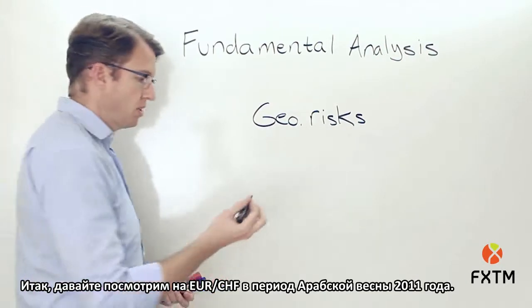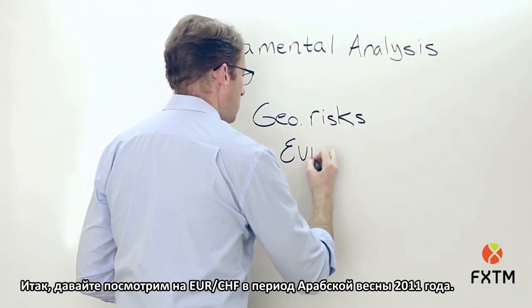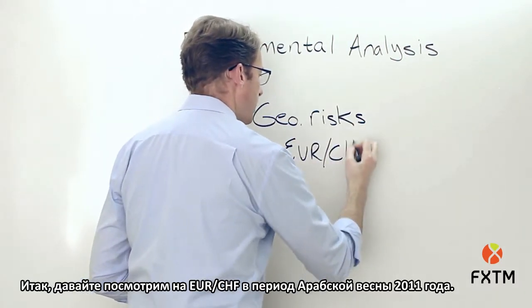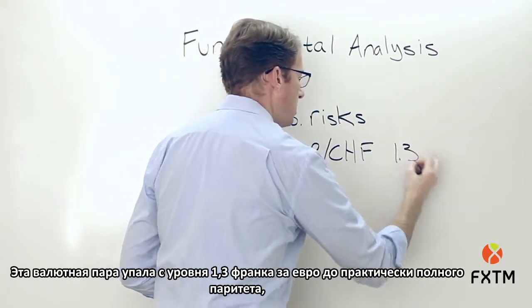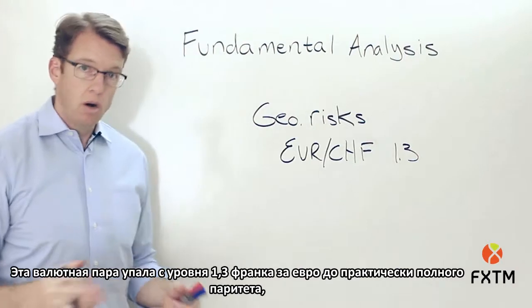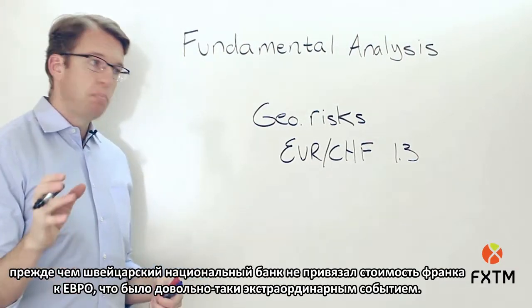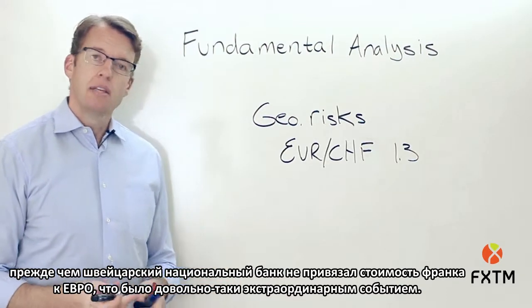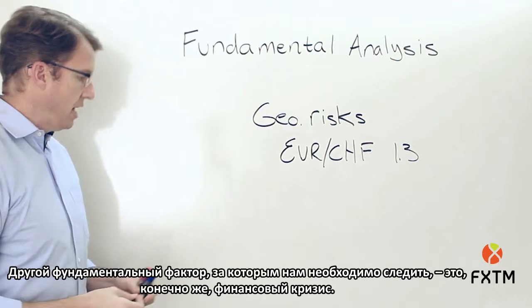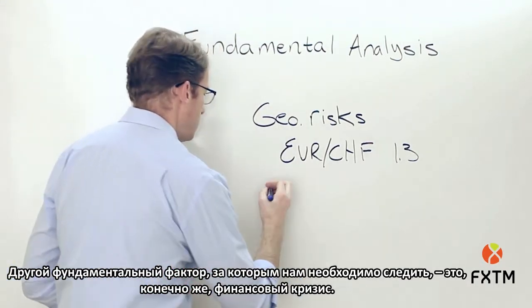So as I mentioned with the Arab Spring in 2011, if we look at the euro to the Swiss franc, it actually fell from a level of about 1.3 francs to the euro to almost parity before the Swiss National Bank had to actually step in and peg the value of the franc to the euro at the time, which was quite extraordinary. The other fundamental factor that we have to keep our eye on is, of course, financial crises.